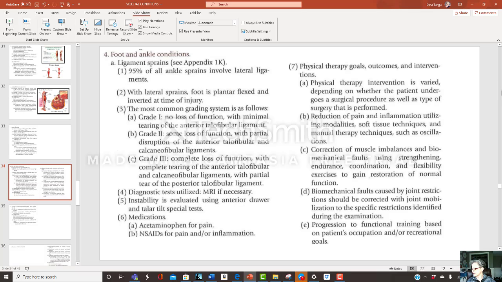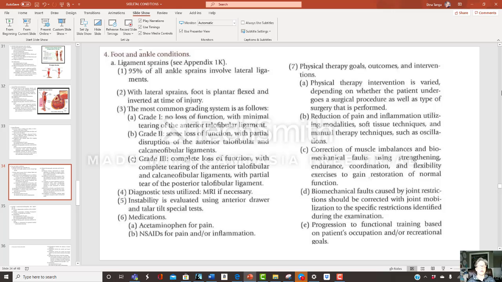Okay, ankle and foot conditions. Ligament sprains. 95% of all ankle sprains involve lateral ligaments. With lateral sprains, the foot is plantar flexed and inverted at the time of the injury. Plantar flexed and inverted. The most common grading system is as follows.